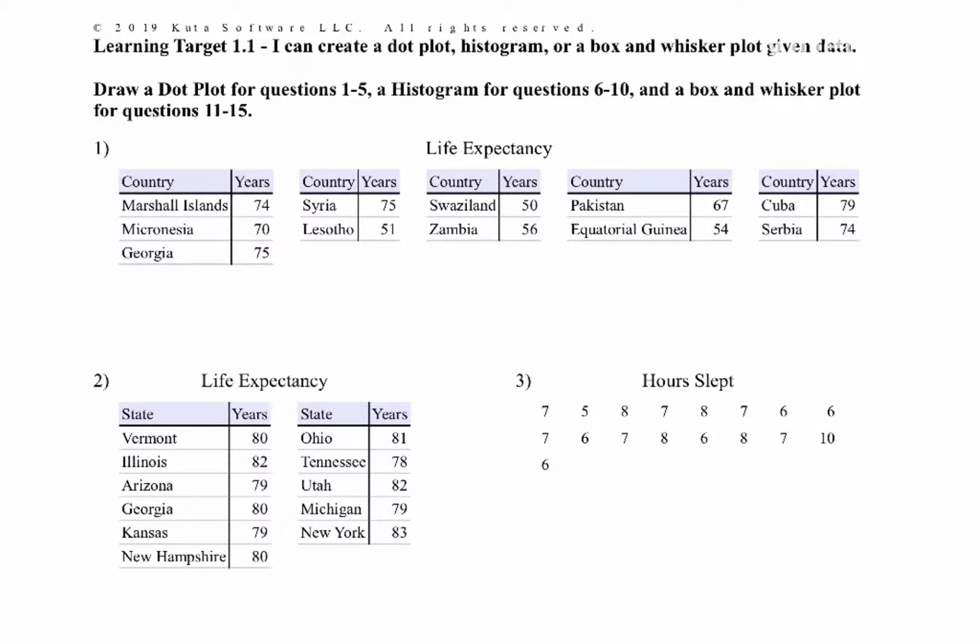Alright, we're taking a look at learning target 1.1. I can create a dot plot, histogram, or box and whisker plot given data, which sometimes we just call a box plot. Okay, so questions 1 through 5, we're doing the dot plot, then histogram for 6 through 10, and box and whisker for 11 through 15. Okay, so we're going to do a couple by hand, as well as some. I'll show you how we can use the calculator to do it as well.